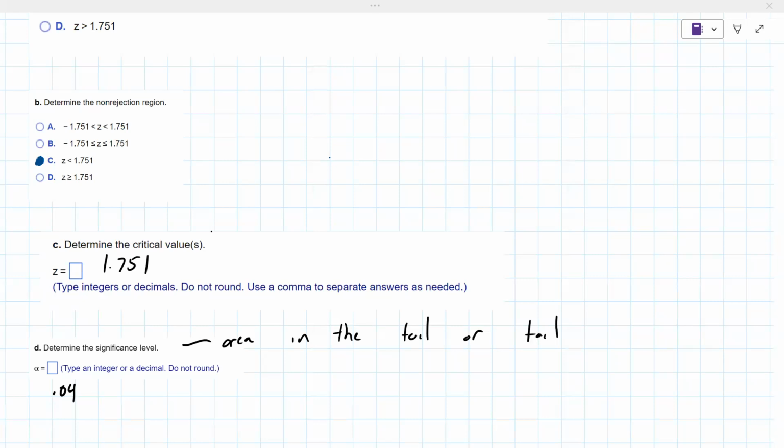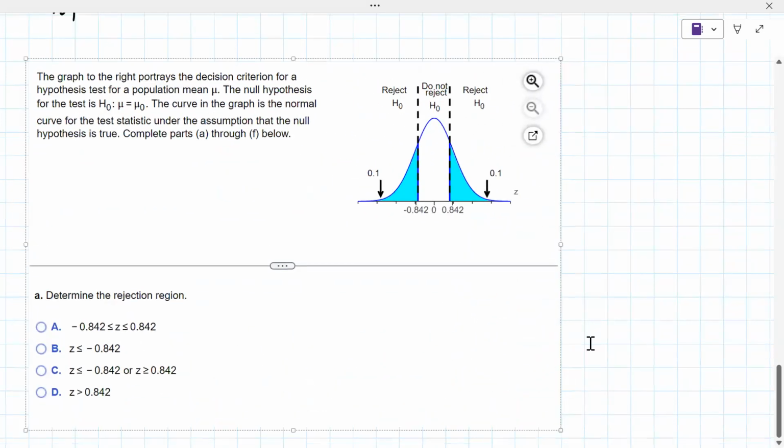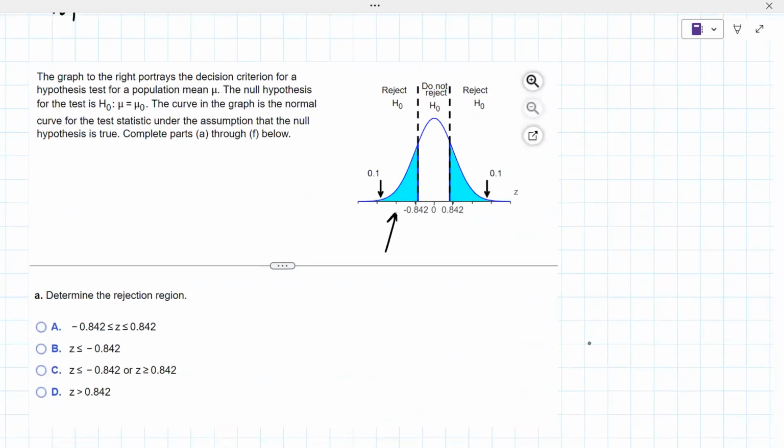Okay, this one is slightly different. They're trying to walk you through this whole question of whether it's one-tailed or two-tailed, what is it? And do one more example of this type. So here we go. Let me snip this in. So this time it's a two-tailed test. There's a left tail and a right tail.